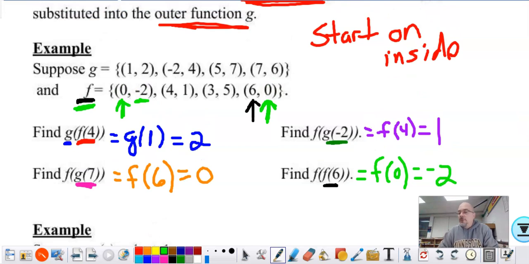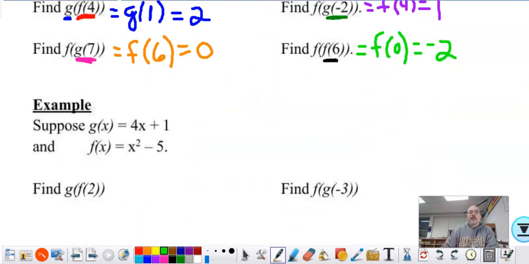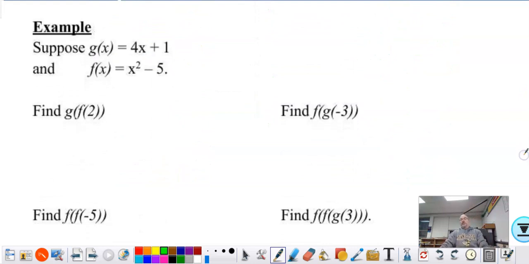I'm only doing one example of that, so rewatch that if you didn't get what I did there. It's pretty easy. Always start on the inside. All right, next one. Now we're going to deal with functions.